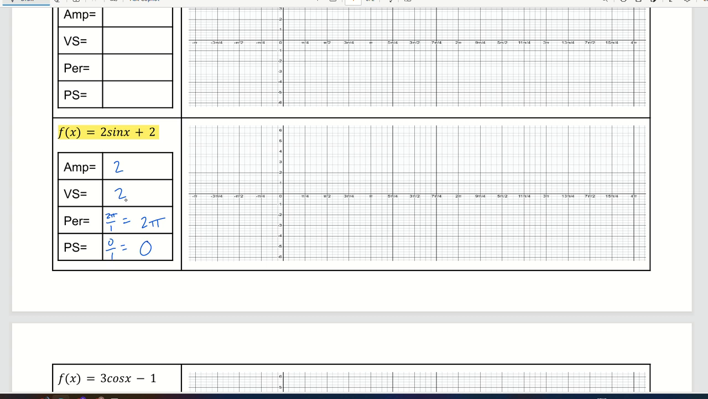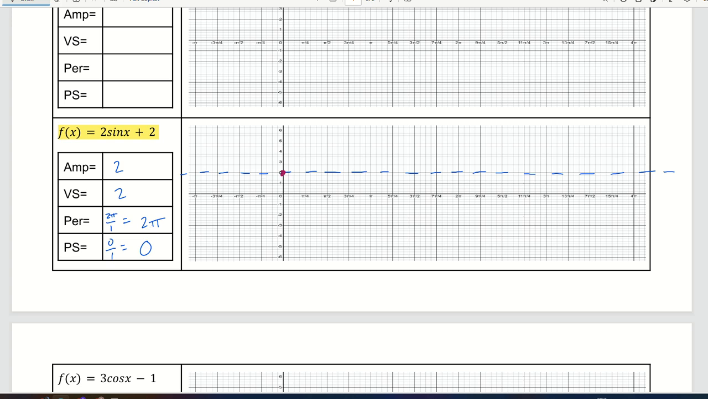So for this one, I'll just draw my midline as blue. So at 2, I have my dotted midline. It should be dotted because it's not actually part of the graph. It's just a reference line that we use to help us graph. And we're going to start at 0 because that's where our starting point is. So at 0 for sine, we start with a midline crossing. So we put a dot on our midline.